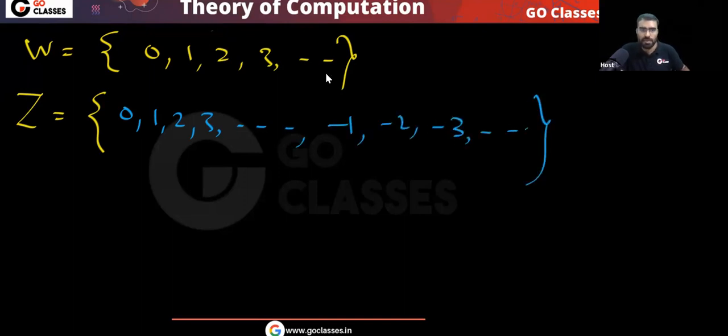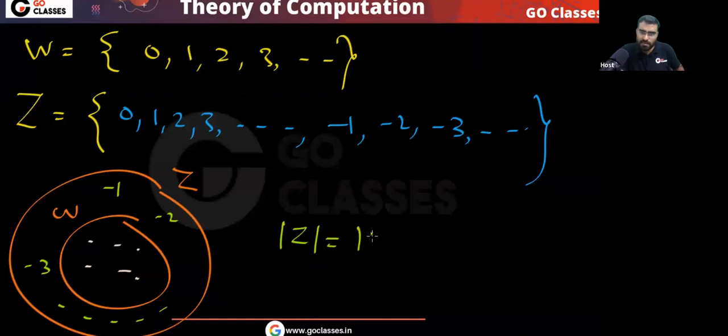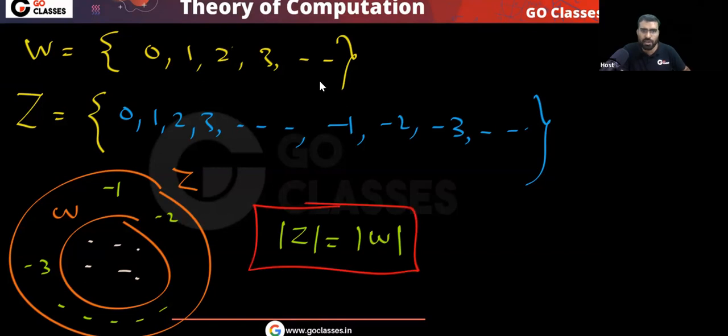You can easily notice every whole number is an integer, right? But you have extra elements here. Still, you can prove that they have the same size, because you can put them in one-to-one correspondence. Can you give me a one-to-one correspondence between integers and whole numbers?